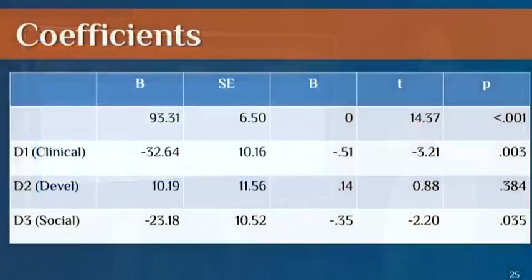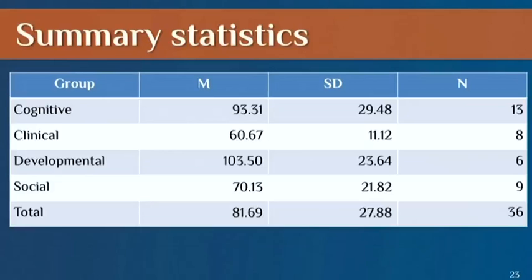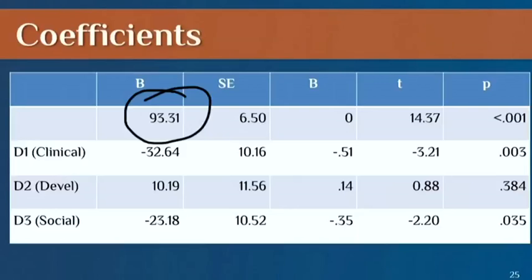This first number here is the regression constant. That's the predicted score when all x's are 0. So that's the predicted score for cognitive. If I go back and look at the mean for cognitive, it was 93.31. And that's exactly what I get for the regression constant. It's the mean for cognitive because I made cognitive the reference group.